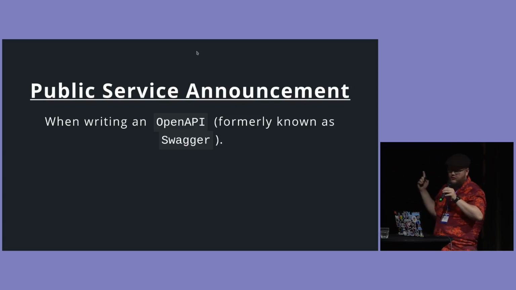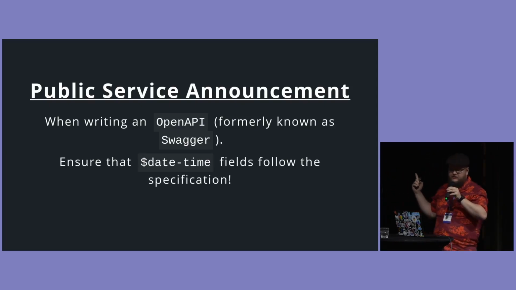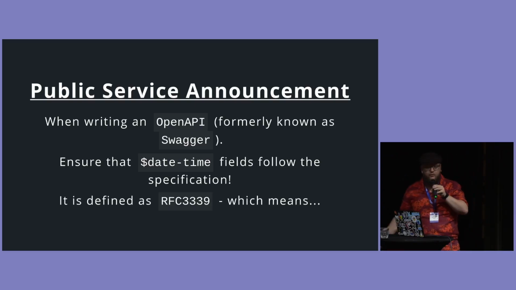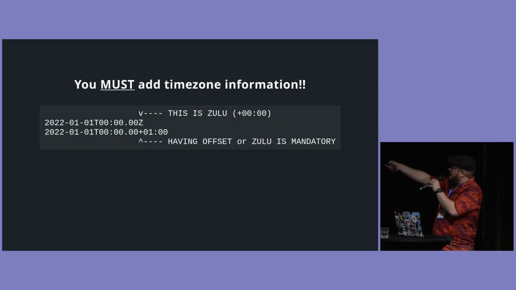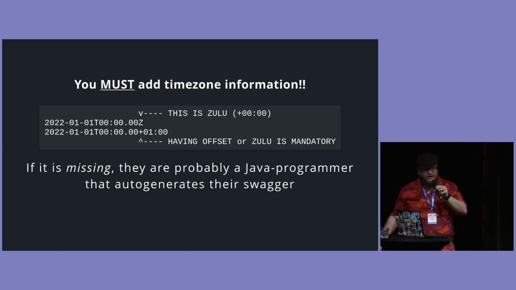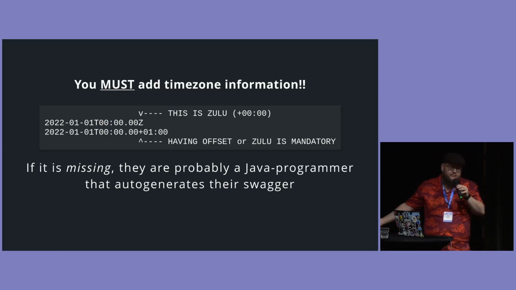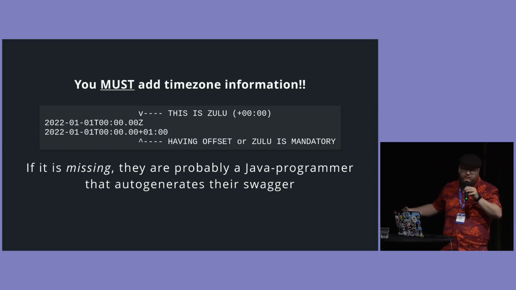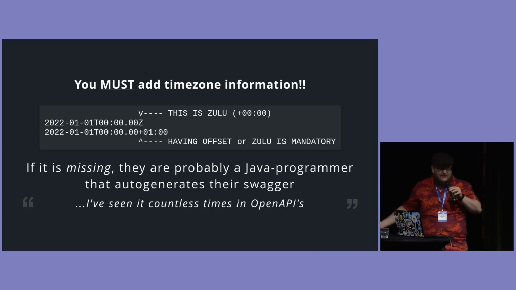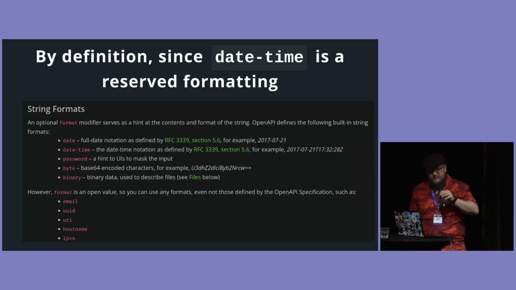do REST APIs and use OpenAPI, you ensure that the datetime component follows the specification, which is defined as RFC 3339, and that means this part here, either if it's offset or Zulu, it must be there. Don't skip it. And if it's skipped, like some Java programmers usually do when they auto-generate their Swagger, well, then it's wrong. And I've seen it a countless amount of times, and that makes me mad.